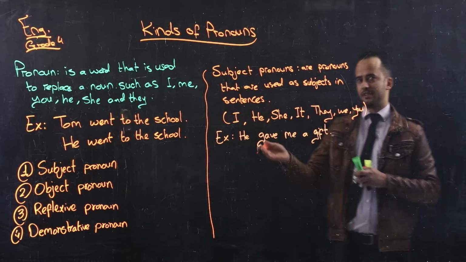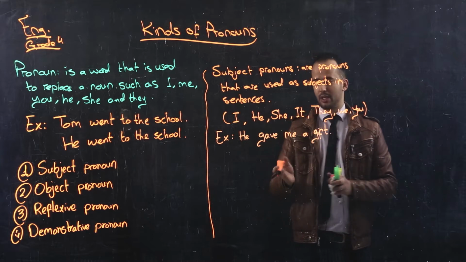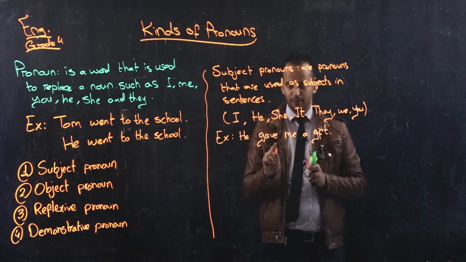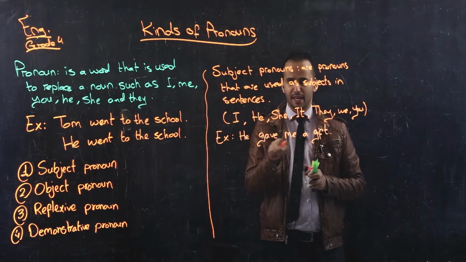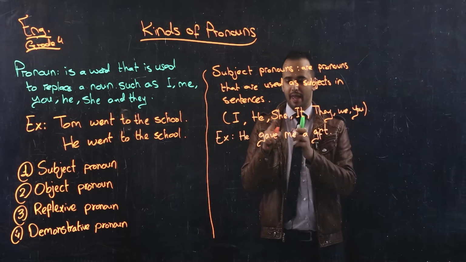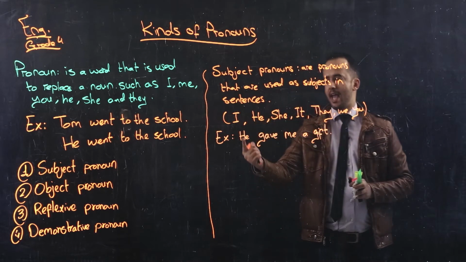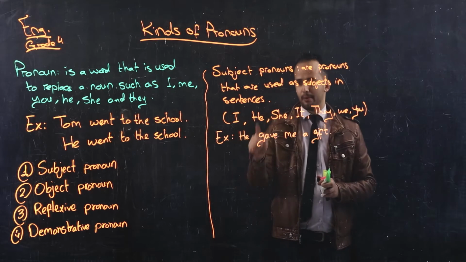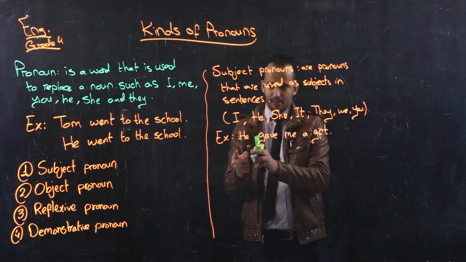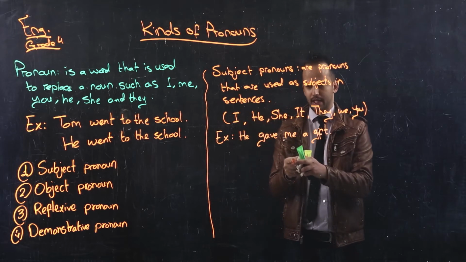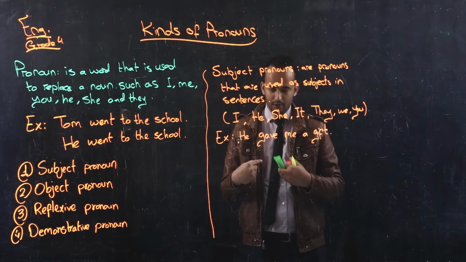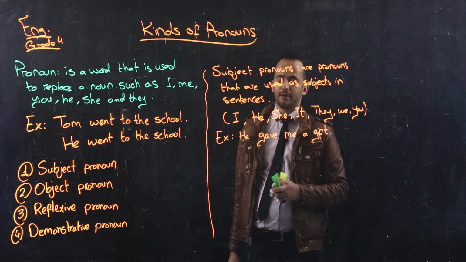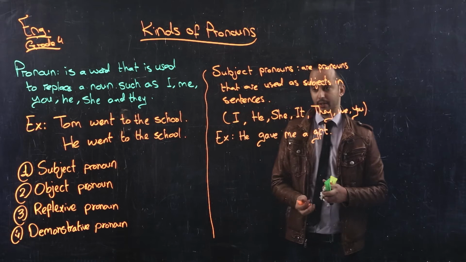So, what is the verb here in the sentence? The first thing we need to look at in the sentence when we use a pronoun is the verb. Where is the verb here in the sentence? The verb is gave, okay? Here is the action. So what do we have before the verb? We have a pronoun, which is he. So he here is a pronoun that is used as the subject of the verb gave, okay? So who gave me the gift? Of course, it's him, okay? It can be a boy or a man, okay?